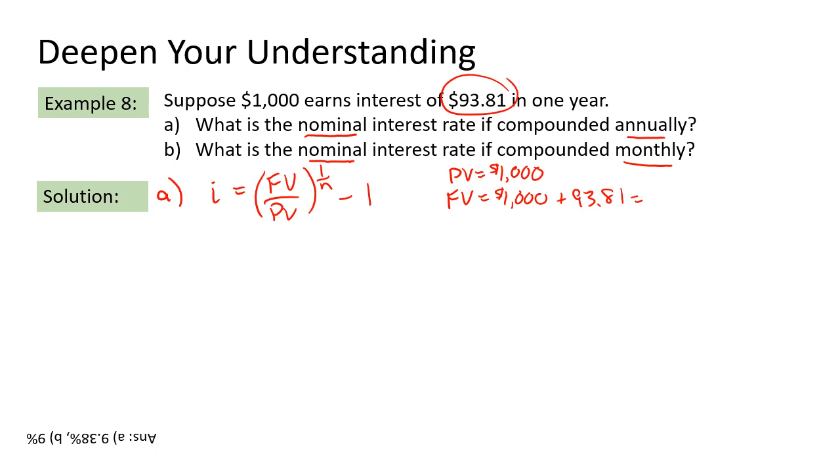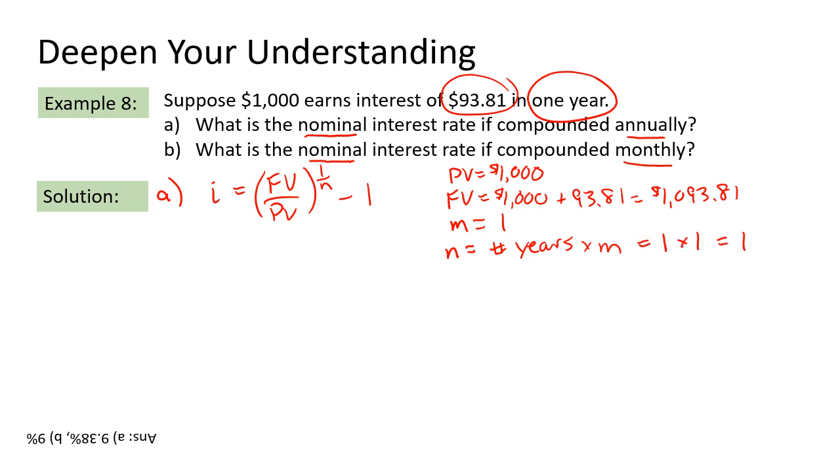$93.81. And if we do, then we get $1,093.81. The other items we know, since it's part A, it's compounded annually, so we know that m is 1, all right? And we were given in the question that for both parts A and B, this was invested for 1 year, all right? So we know that our total number of compounding periods, n, is equal to the number of years multiplied by the number of compounding periods per year, which is simply 1 times 1, which is 1.